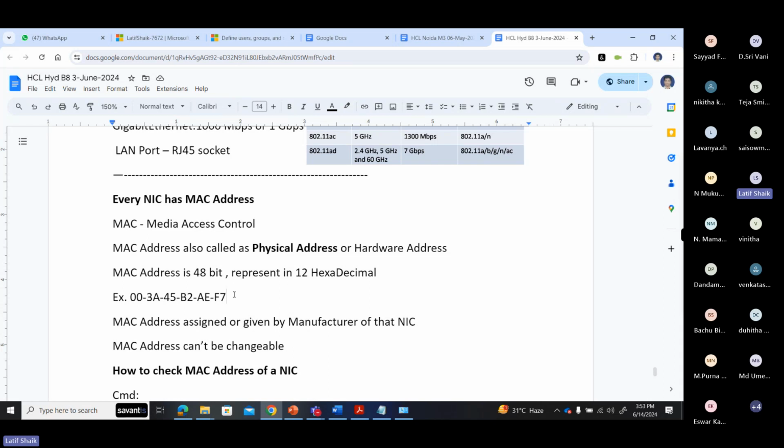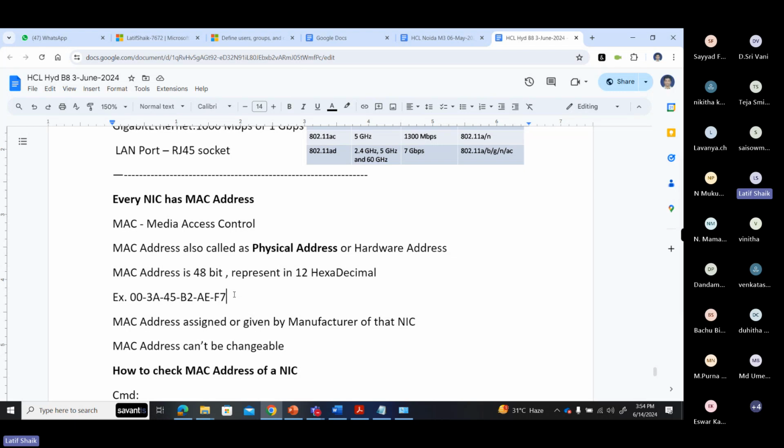For example, I purchase a Realtek NIC or TP-Link NIC, wired or wireless, anything. TP-Link or D-Link or Intel. So what happens? The manufacturer of that NIC puts that MAC address inside. That's how it is unique. In this world, only one such MAC address exists. MAC addresses are not repeatable for any physical device.